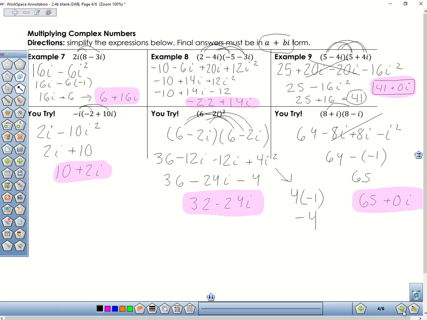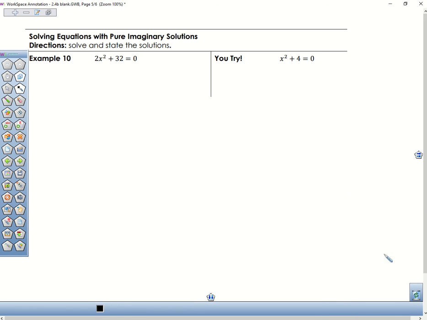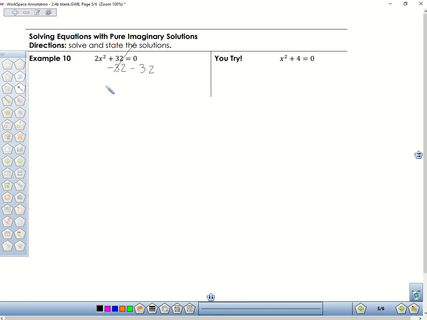Alright, moving on. So, solve equations with pure and imaginary solutions. So, easiest way to do this kind of question is to get the number to one side. So this becomes 2x squared is equal to negative 32.